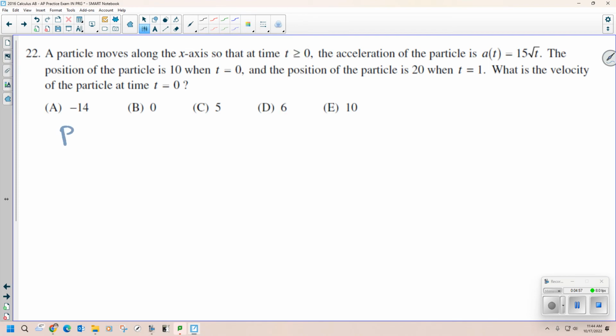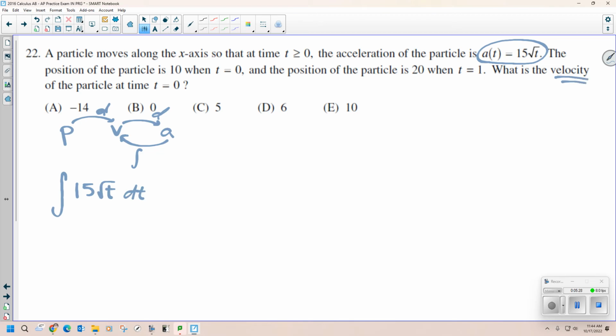Position, I'm going to call P. Velocity, acceleration. These are one derivative away. Those are d's for derivative, which means if I have acceleration, in order to get velocity, I go backward and I have to integrate. So the first thing I'm going to do is integrate acceleration, which is 15 square root of t dt. That will give me the equation of velocity, because they're asking, what is the velocity of the particle at time 0? So I'm trying to find v of 0. That's ultimately what I'm trying to figure out, but I need the equation for velocity first.